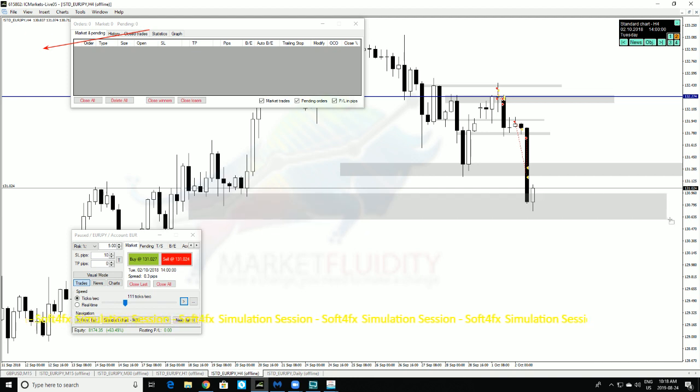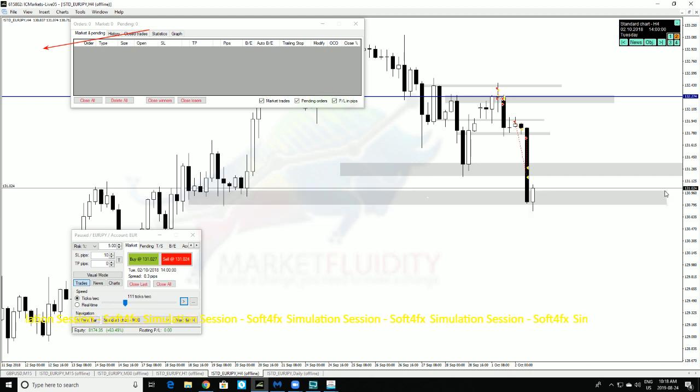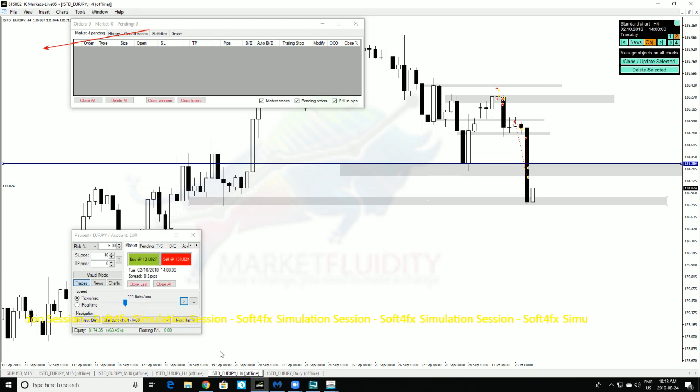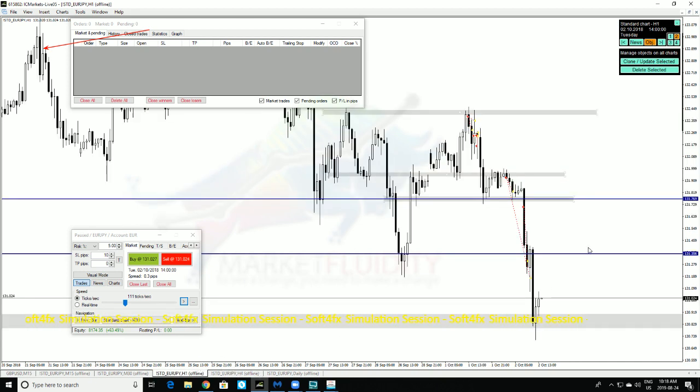Right here, it's reached support. It broke a support up over here. So what we're going to do is bring this blue line down and clone it. Look on a 1-hour, it looks like there's still some room it can go up.